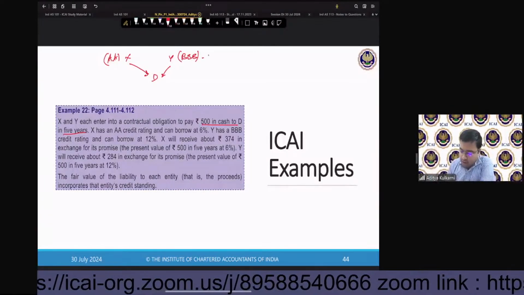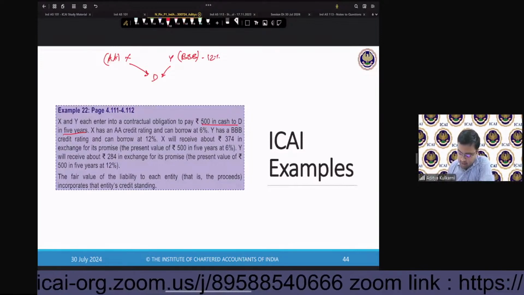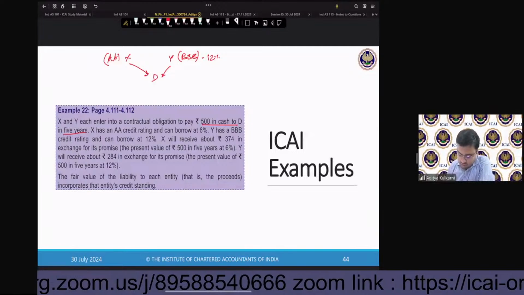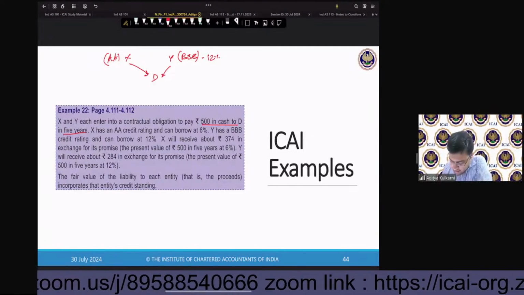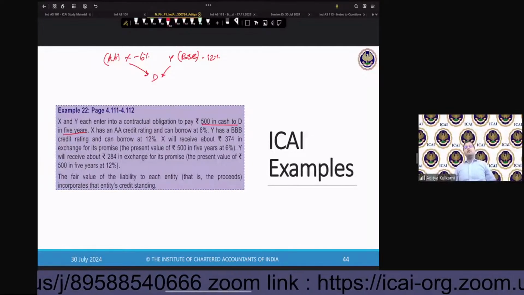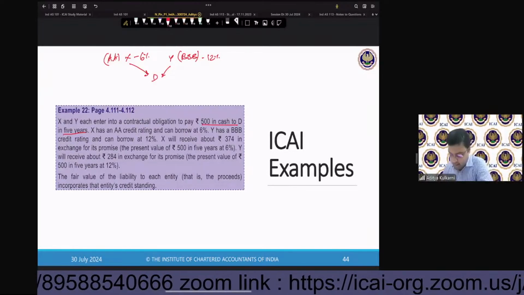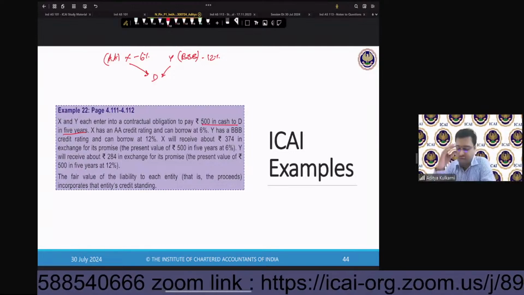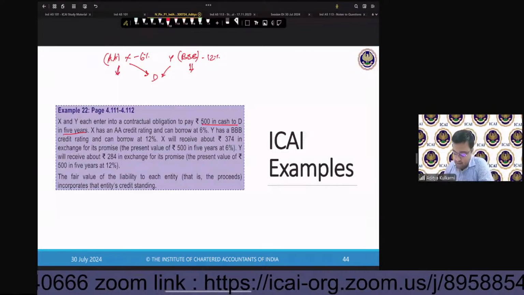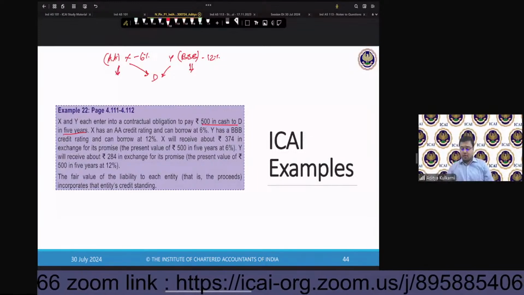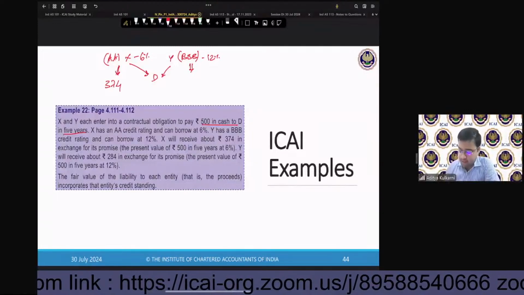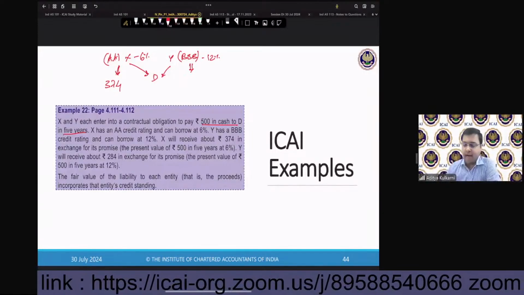Y can borrow at 12% and X can borrow at 6%. So when I do the working backward, because this will happen after 5 years, when we do the working of the discounting, how much does it come to? X will get 374 in today's terms. You just do a discounting from back to front.